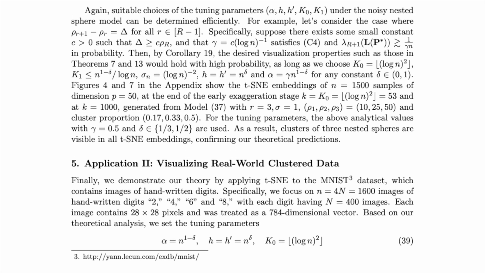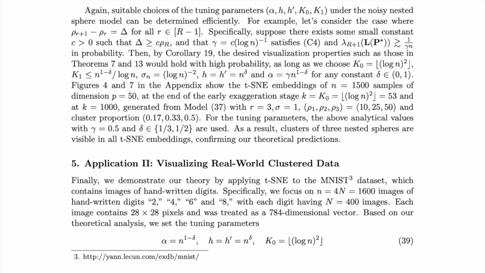Again, suitable choices of the tuning parameters under the noisy nested sphere model can be determined efficiently. For example, consider the case where the differences between consecutive levels are equal for all r. Specifically, suppose there exists some small constant c > 0 such that the separation is at least c times the base level, and that the chosen gamma satisfies condition C4 in probability. Then, by Corollary 19, the desired visualization properties, such as those in Theorems 7 and 13, would hold with high probability as long as we choose K0 of order log n, K1 at most of order n to a power, and h and α as given, for any constant in (0, 1).